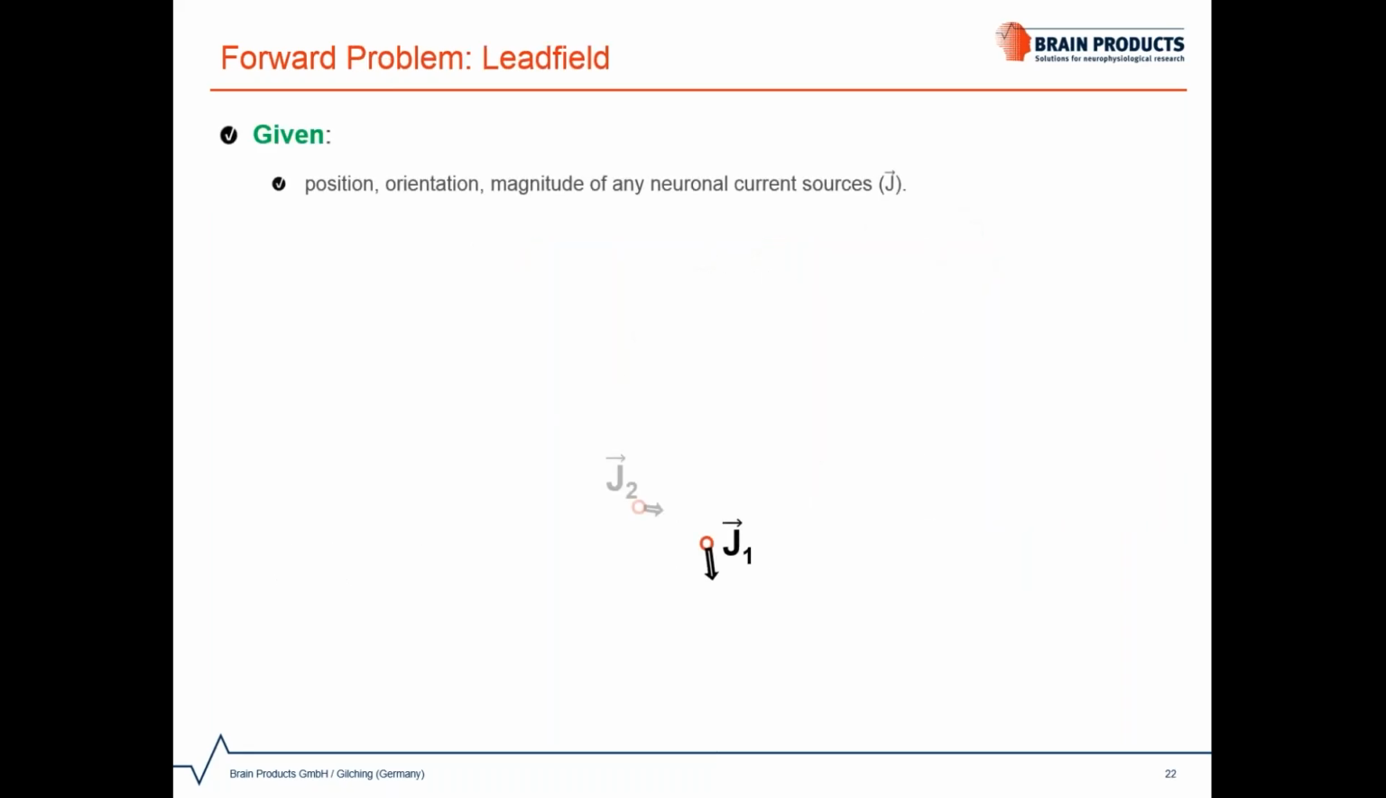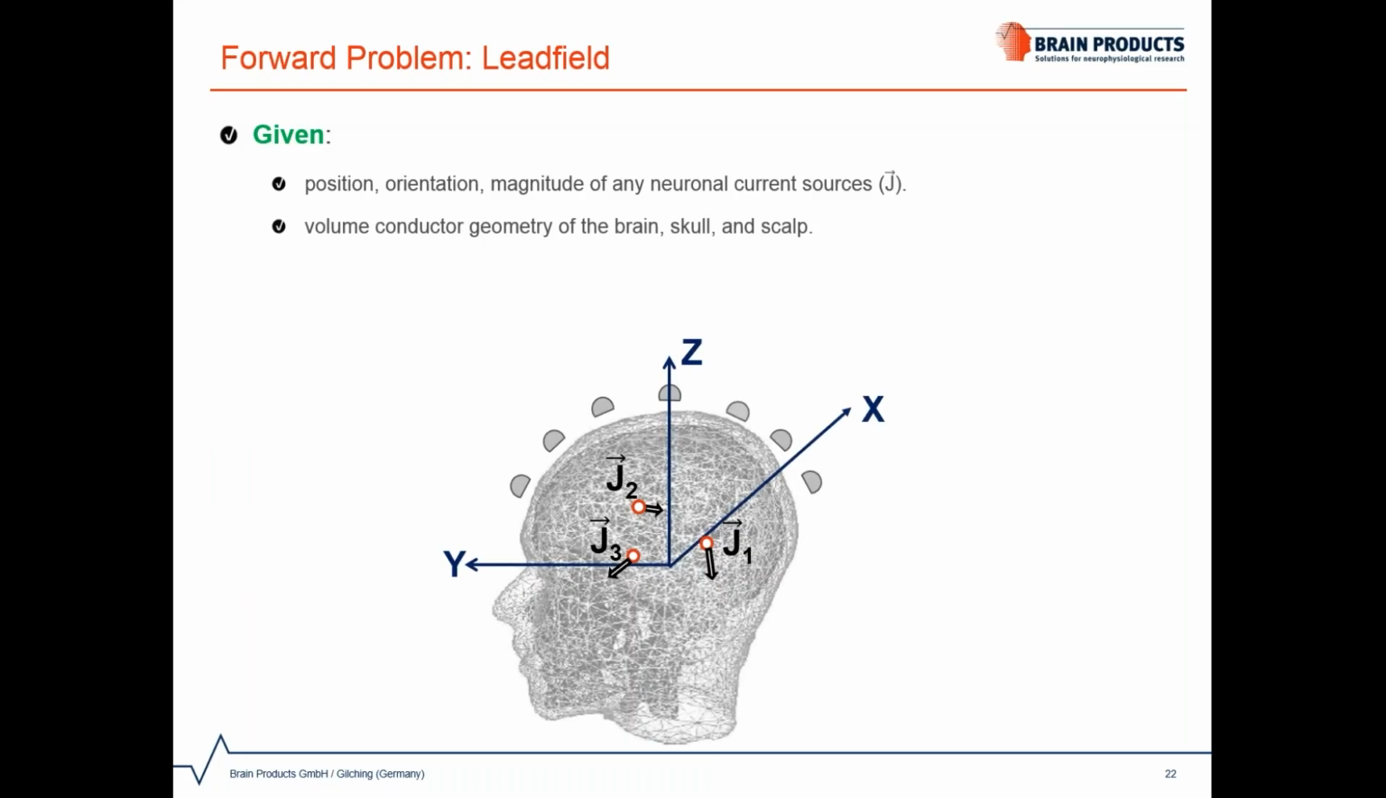So given the source model parameters, that is the position, orientation, and magnitude of any neuronal current sources, along with the geometry of the head, that is the volume conductor model, what is wanted here is to calculate the voltage distribution over the scalp.